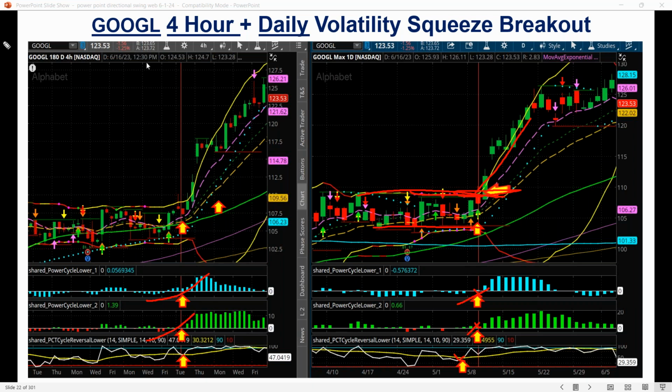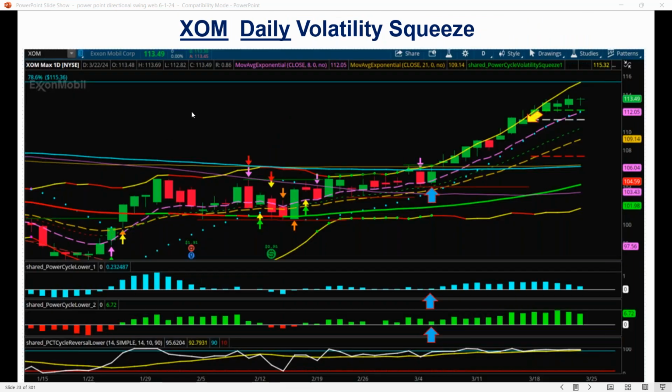So that's a really good example there. Let's go through a few more. I just want to make sure you can see what the pattern is I'm talking about. Now here's a really clear, really defined one on Exxon. You can see here Exxon, really a long squeeze. It started right back here. See these dots starting to show up. Now look how tight that price pattern was.